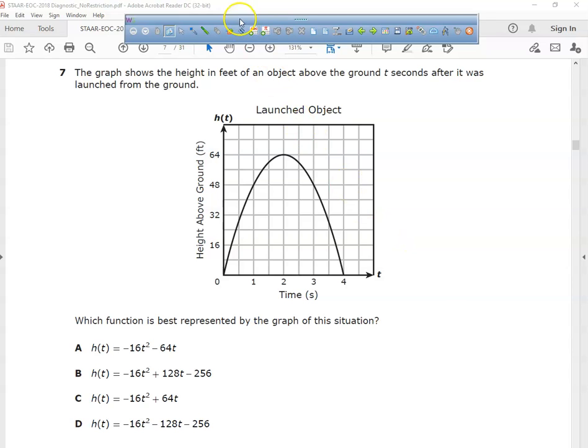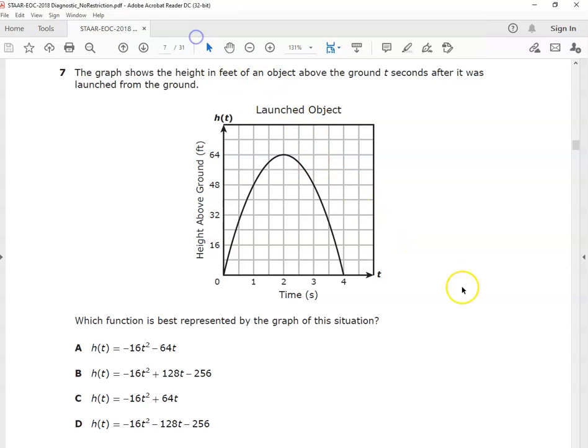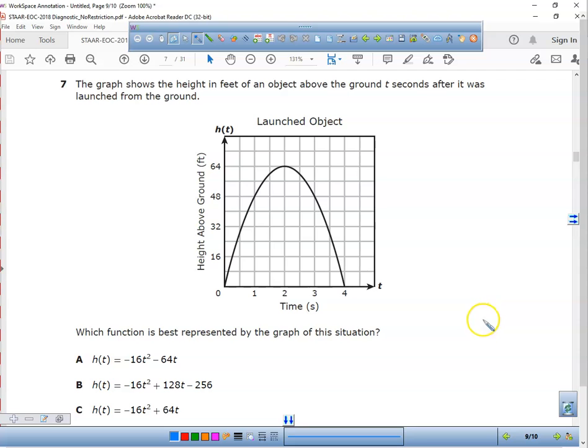What I want you to do right now, I realize we wrote a bunch down on number 6. We're not going to write a bunch down on number 7. Here's all I want you to write. Put 2, 2. I'm going to write it over here. Put a little arrow.